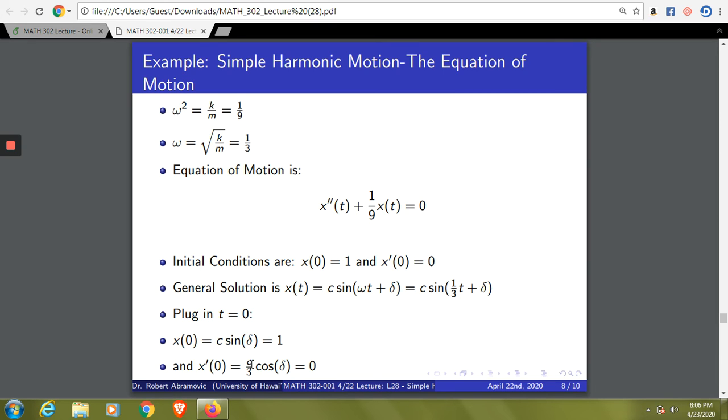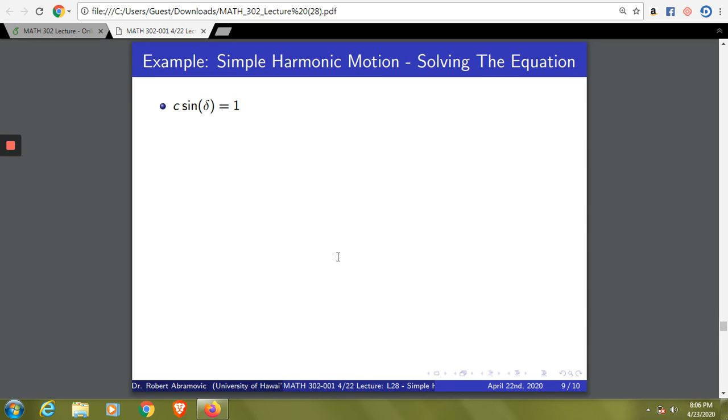So we get x prime of 0 is c over 3 times cosine of delta. C sine of delta is 1. C over 3 cosine of delta is 0. So c cosine delta is 0, because we multiply c over 3 cosine delta by 3, and multiplying the right-hand side, 0, by any number is going to give you 0.